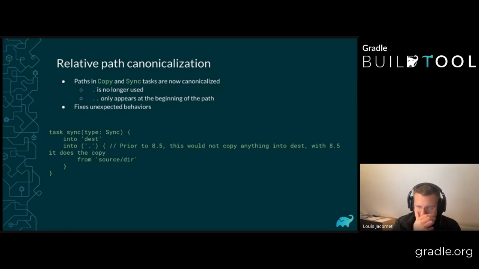And so, for example, in the snippet you see there below, that into dot from source dir prior to 8.5 would just do nothing. But because you said dot, it should apply to the same parent directory which dest is, but actually it just did nothing. With 8.5 on, it will actually copy the stuff into that destination directory from the source you indicated.